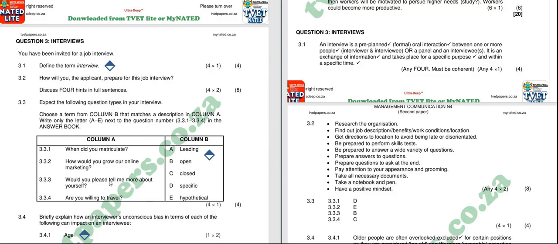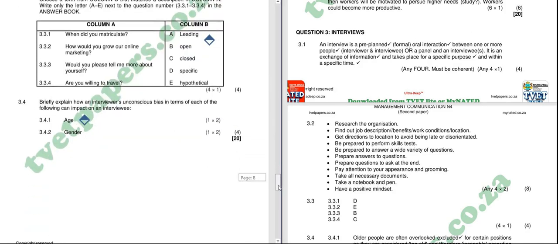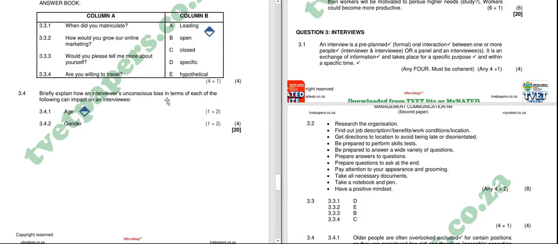Then we've got please tell me more about yourself. This is an open-ended question. Then are you willing to travel? This is a closed question. So those are the questions that we have in 3.3. Then go to 3.4. Briefly explain how an interviewer's unconscious bias in terms of each of the following can impact on interview.